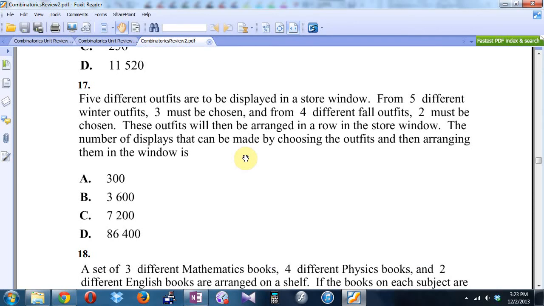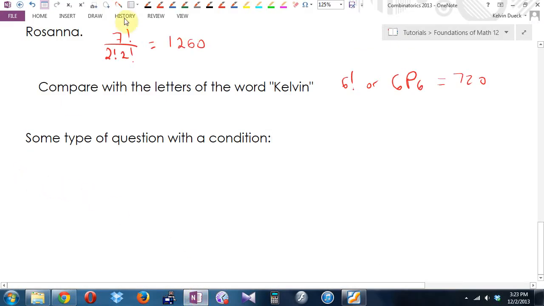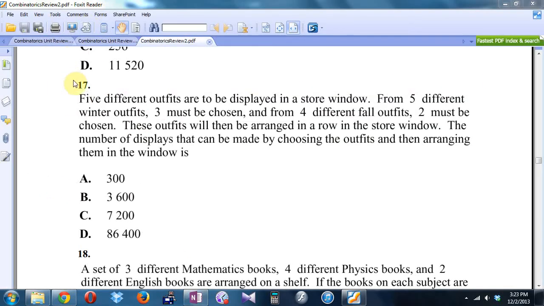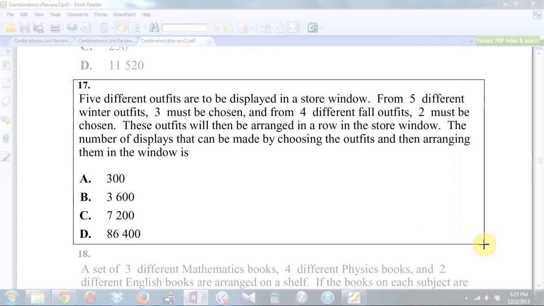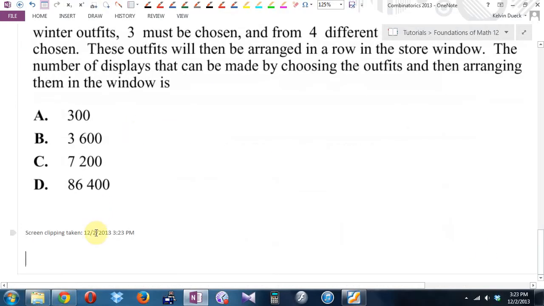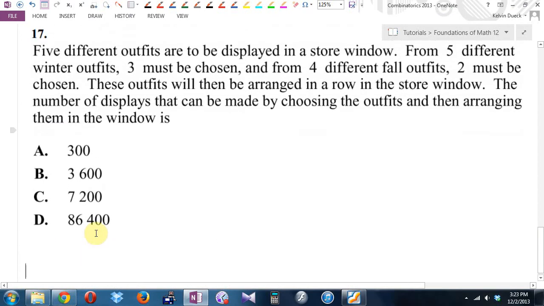Here's a good fundamental counting principle question, by the way, so look up. It says 5 different outfits are to be displayed in a store window. From the 5 different winter outfits, choose 3. From 4 different fall outfits, choose 2. Permutate, arrange 2, because it does say arranged right there. So let's try this one here. Here's a nice combination question. By the way, if you're wondering where these are from, the old Alberta provincial exam, which did a similar curriculum to us. So I managed to find some copies of those.